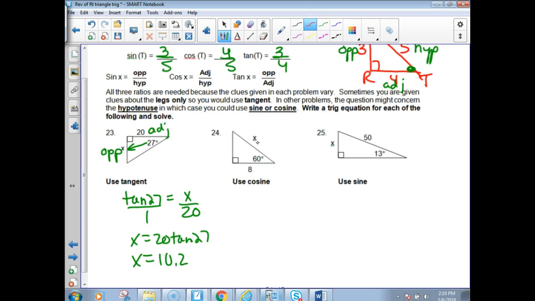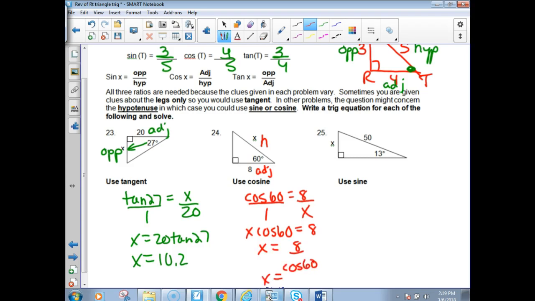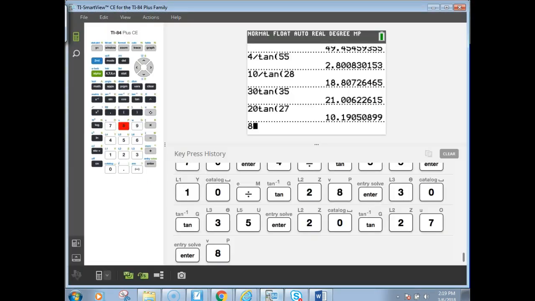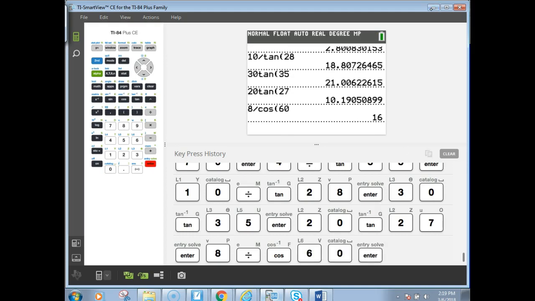This one says to use the cosine, and why? Well, you can see that the 60 is included between the hypotenuse and the adjacent leg to the 60. That's cosine. So cosine of 60 is equal to 8 over x. Now, this one's going to give you x times the cosine of 60 equals 8. You will need to divide 8 by the cosine of 60. So 8 divided by cosine 60, bless you, you're welcome, is equal to 16.